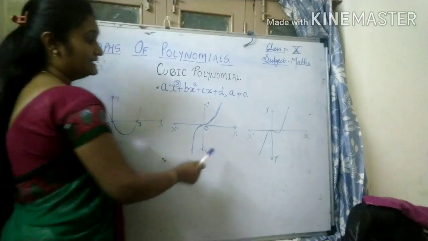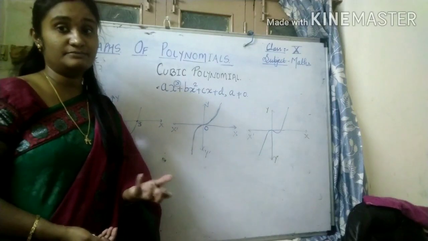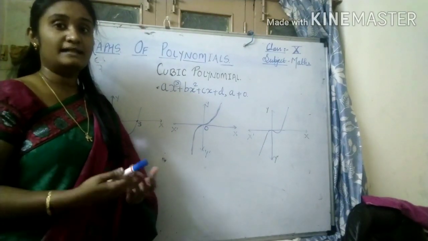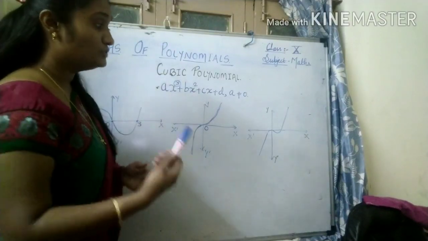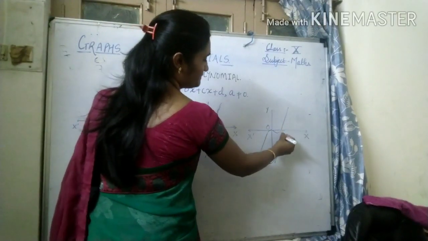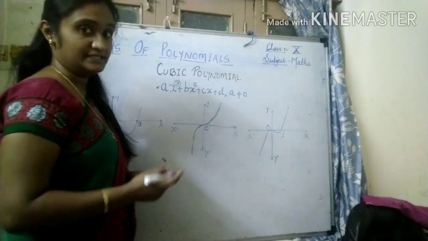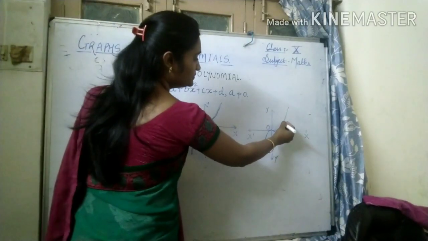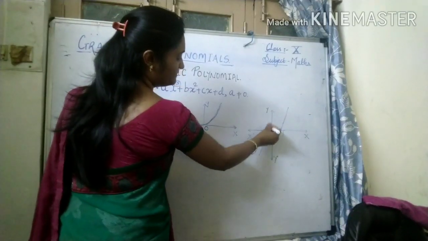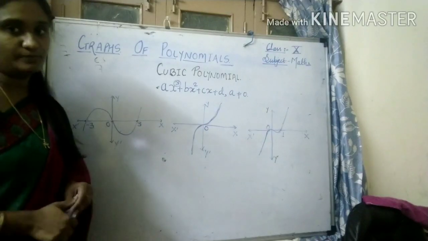The third possibility is that two zeros are equal and the third zero is different. The two zeros which are equal to each other will pass through one single point, and the third zero, wherever it is passing through, will touch at that particular point. So these are the three different cases of cubic polynomials.